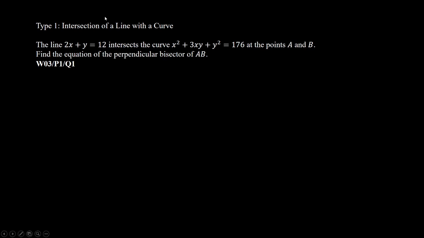It says here that this line intersects this curve at the points A and B. Find the equation of the perpendicular bisector of AB. This part is okay for quadratic equations, except for this one, because obviously that is coordinate geometry stuff. But for the time being, I will also explain this one, don't worry, but this is actually quite important. And I should have started this with simultaneous equations, but obviously this is exactly where this came from.